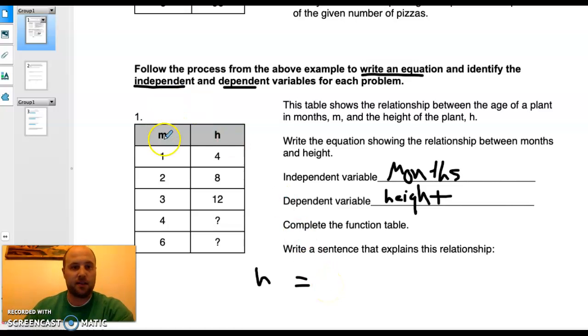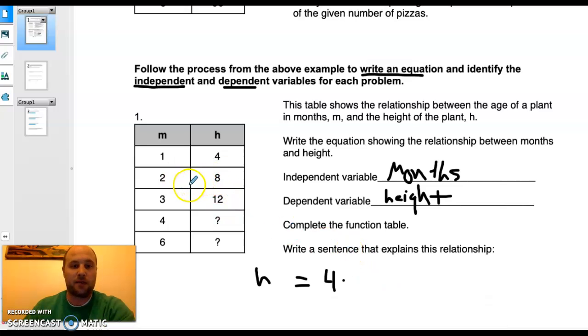So let's look at this. For 1 and 4, we could say either you add 3 or you multiply by 4. Let's see if that rule applies. 2 plus 3 is not 8, so it must not be addition. What about 2 times 4? 2 times 4 is 8. So we know our rule is times 4, okay?